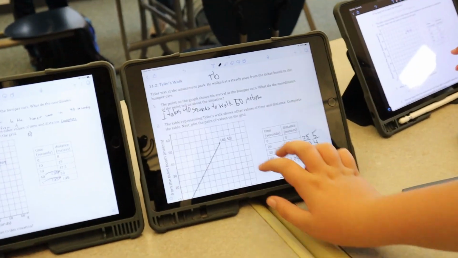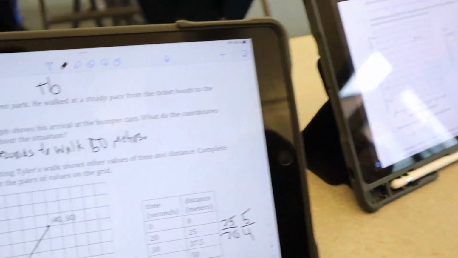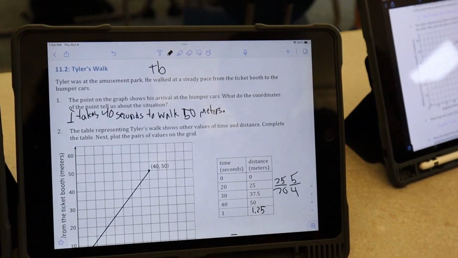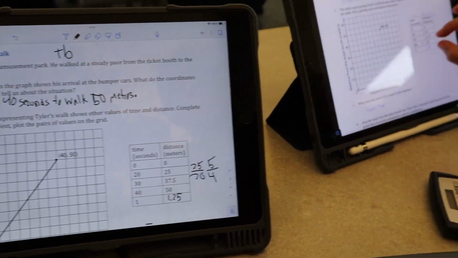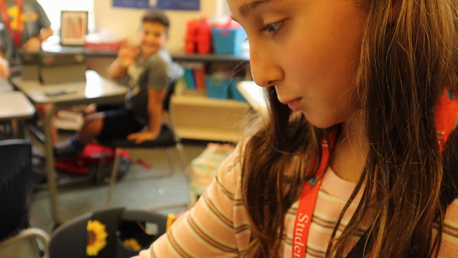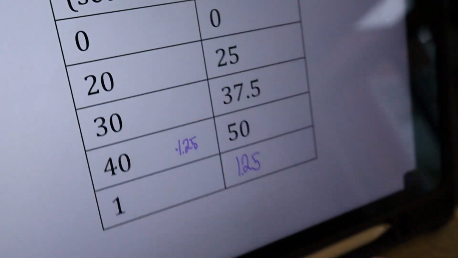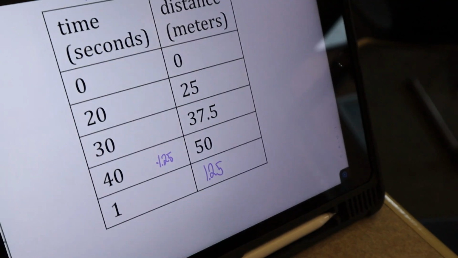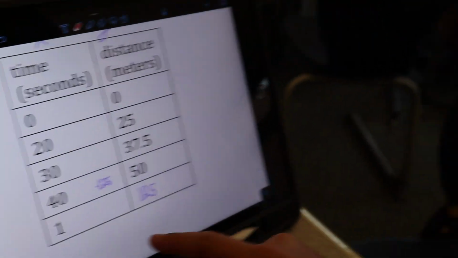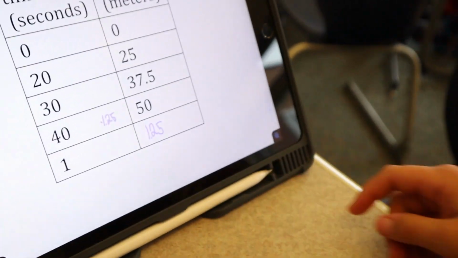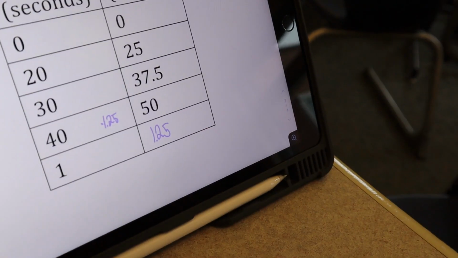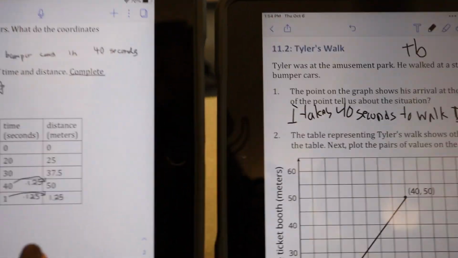So we knew that it takes 40 seconds to walk 50 meters to the ticket booth. Okay. And then for our table, so our COP was 1.25. How did you get 1.25? We did 50 divided by 20, and we got 1.25, okay?